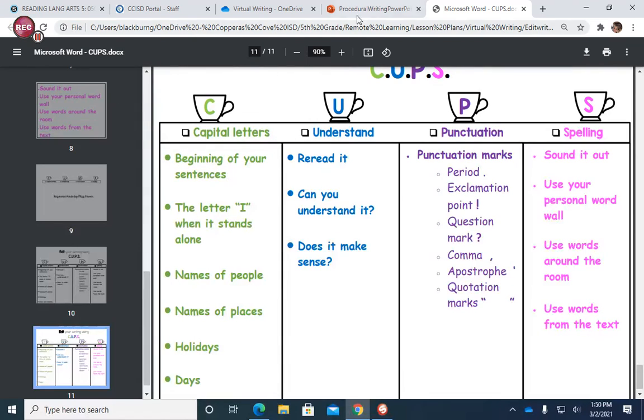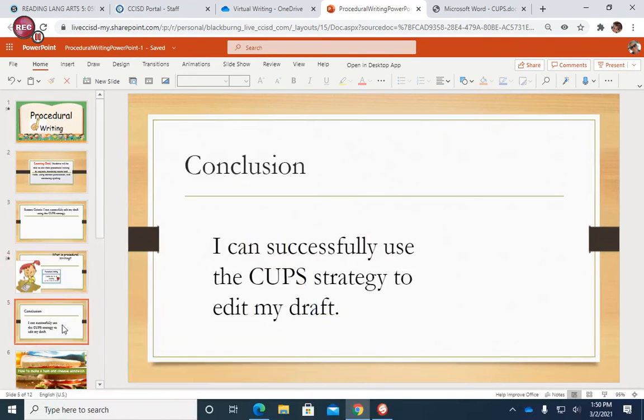All right, so that wraps things up for us today. In conclusion, your success criteria is I can successfully use the CUPS strategy to edit my draft. Again, this is a way just to help you remember to edit your draft correctly and make sure that you fix all your mistakes, so that you can have a writing piece that looks good and your reader can understand what you're trying to write.